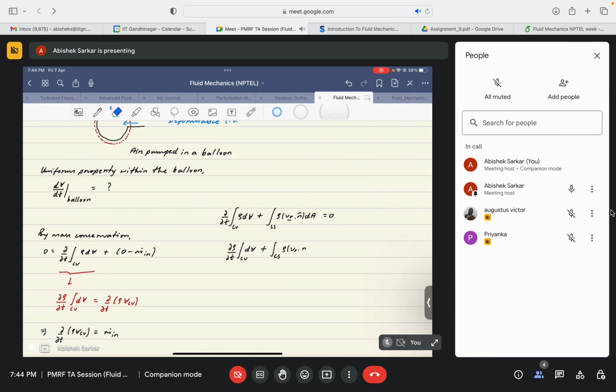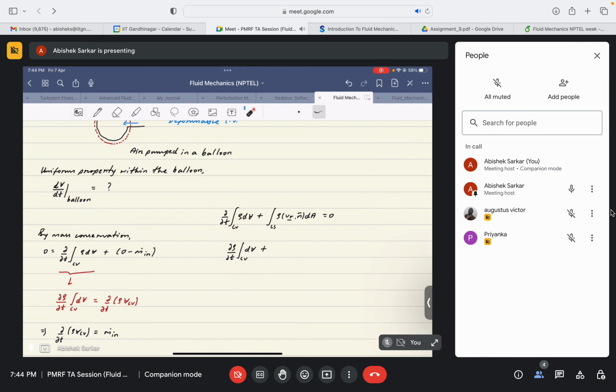Okay, I will simplify this one also. So, is this approximation clear? How I have taken rho out of the integral? Yes, sir. Okay, because rho does not depend on the spatial coordinates, as I mentioned, the properties within the balloon remain the same.